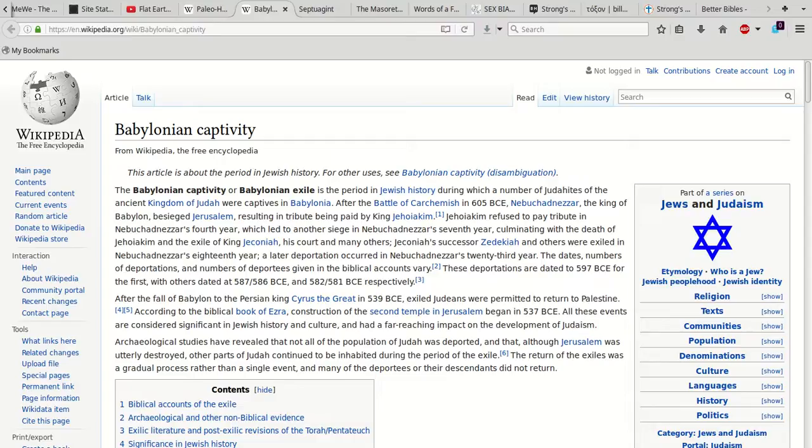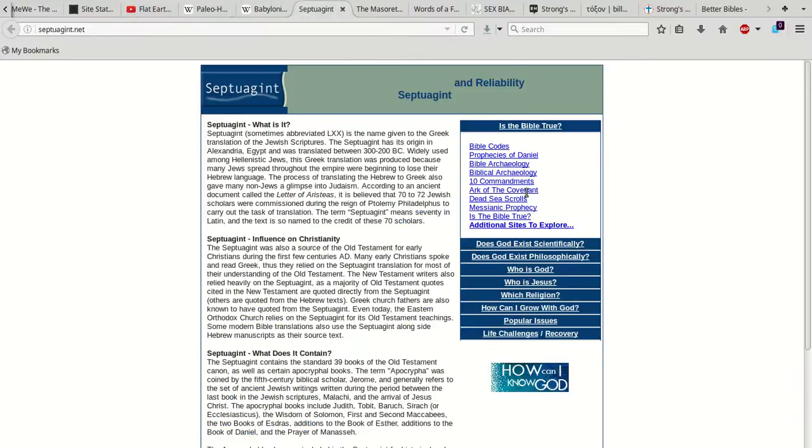Then, also about that time, a Greek translation came into use around the 3rd century BC during the reign of Ptolemy Philadelphus, who was one of Alexander the Great's generals. And this is the Bible that was used in the 1st century, the time of Christ. This is the Bible that Jesus and the apostles all quoted from. It's the Greek version, not a Hebrew version.